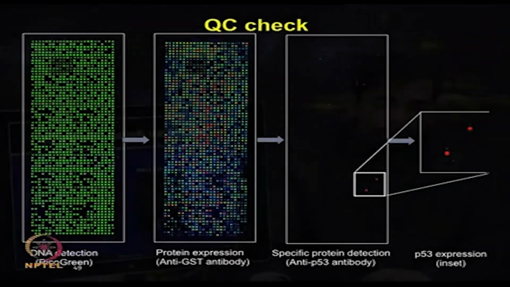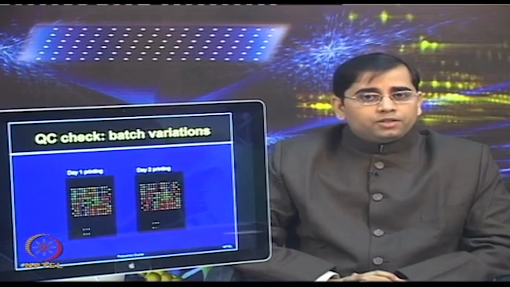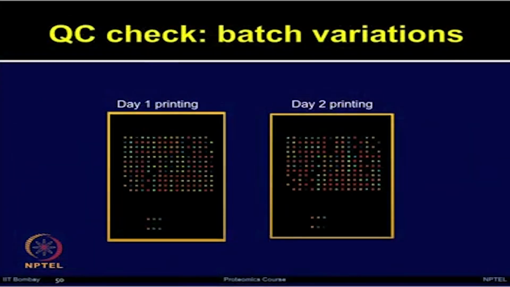Again, one needs to look for the batch to batch variation after the protein expression, and if you print the GST protein in a dilution series as shown at the bottom of the slide, those can be used for assessing how much protein is produced on each feature. So, batch to batch CV, sample to sample coefficient of variation, as well as replicate coefficient of variation should be calculated.